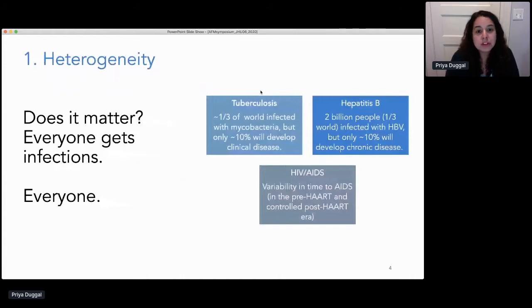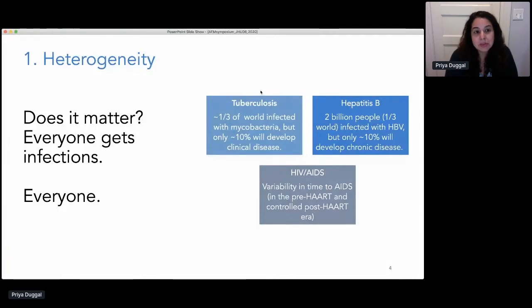So when we think about heterogeneity, the first question that really comes to mind is, does it really matter with an infectious disease because everyone gets it? And I just want to bring your attention to some of the heavy hitters like tuberculosis and hepatitis B, which are known to infect about a third of the world's population with either the mycobacteria or the virus. But only about 10% are actually going to develop clinical disease for mycobacteria, and only about 10% are going to develop chronic disease for hepatitis B viral infections. So despite the fact that people are getting infected, not all of them are having disease.